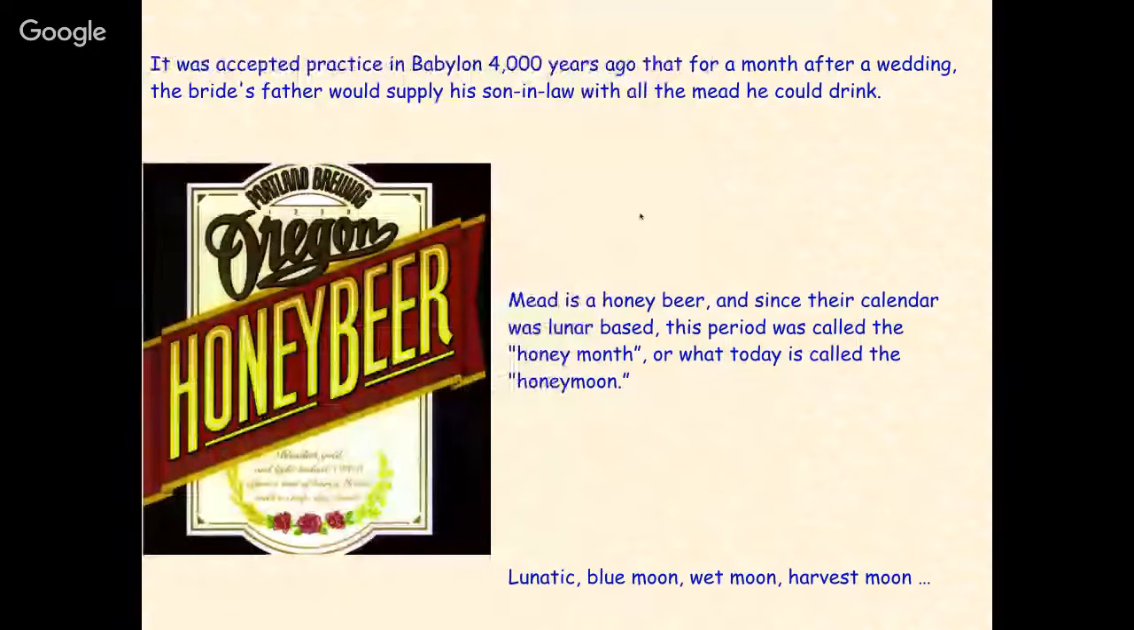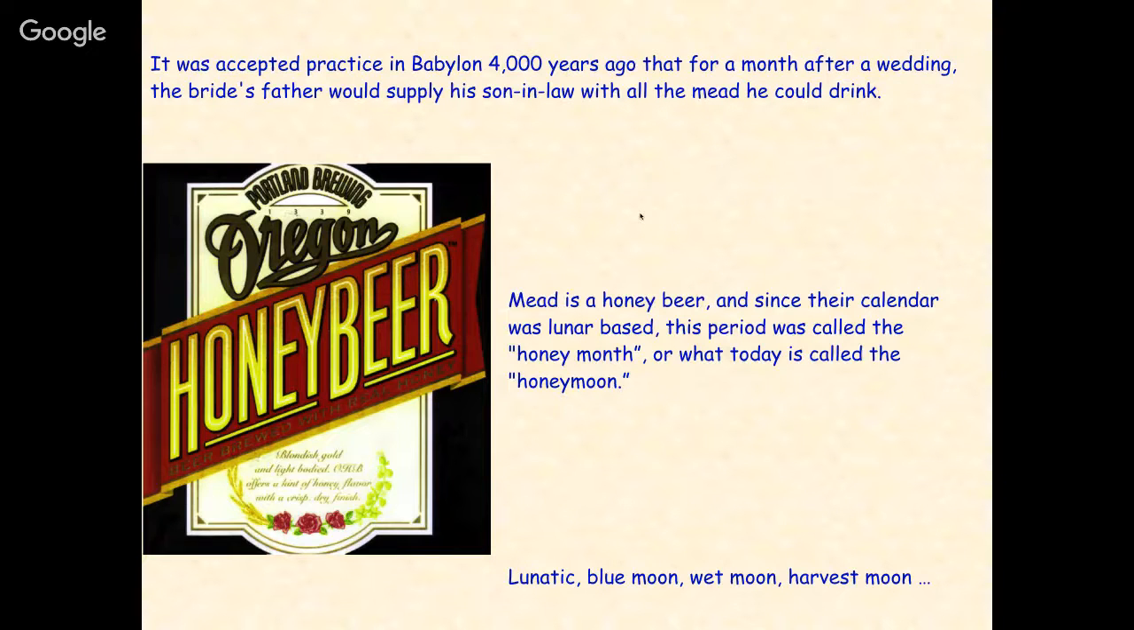So, a little side here. It was accepted practice in Babylon for about a month after a wedding that the bride's father would supply his son-in-law with all the mead he could drink. Mead is a honey beer, and since their calendar was lunar-based, this is where we get the word honeymoon, as a shortening contraction of the two words "honey month." And so the honeymoon part of a marriage goes way back to the Babylonians.